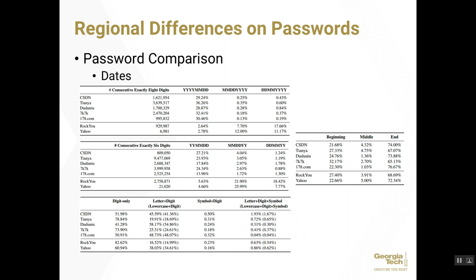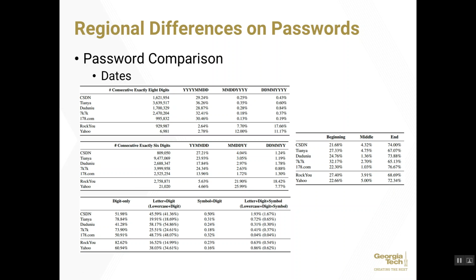Dates are also popular in Chinese passwords since they can be typed as digits. This paper extracts the sequences of exactly 6 digits and 8 digits in order to analyze the two typical types of dates. In this table, we can see most users put the year at the beginning, and in Roku and Yahoo, the users usually put the year at the end.